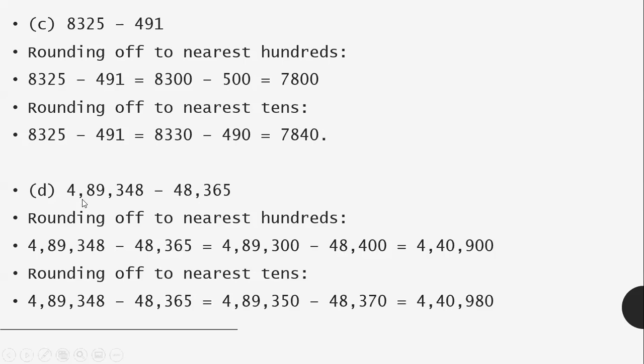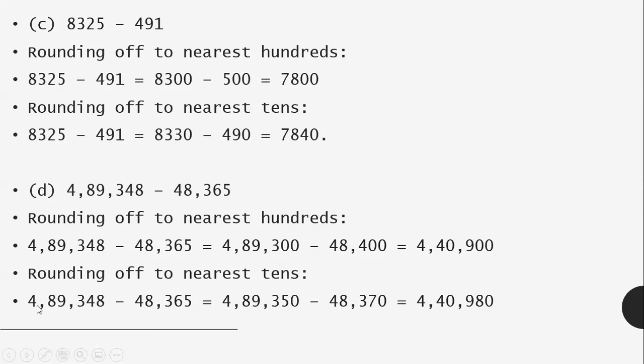Next question, 4,89,348 minus 48,365. We will round it off to the nearest hundreds place. We get in hundreds place approximation 4,89,300. We have approximated the hundreds place value, and in this number 48,400. So when we find the difference, we get 4,40,900, which is a rough estimate.